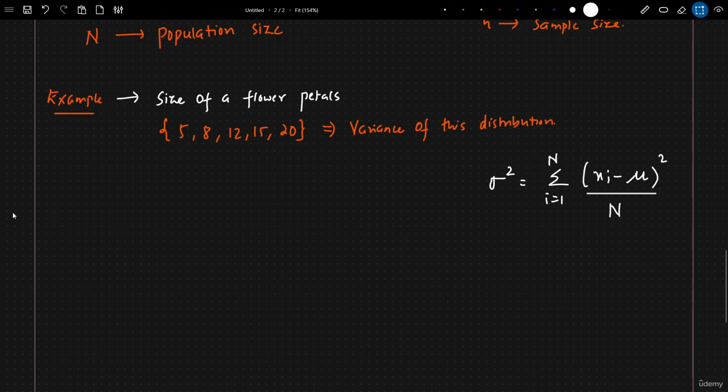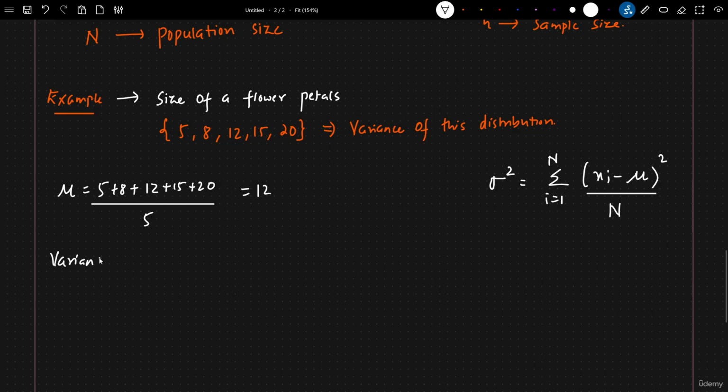First of all, we need to compute the mean. So here our population mean will be mu, which is nothing but 5 plus 8 plus 12 plus 15 plus 20 divided by 5. If you do the calculation, I'll be getting 12. Now in order to compute the variance, I have to go from i is equal to 1 to n, where n is my entire population size, which is 5. So I have to iterate through each and every element and do this particular operation.